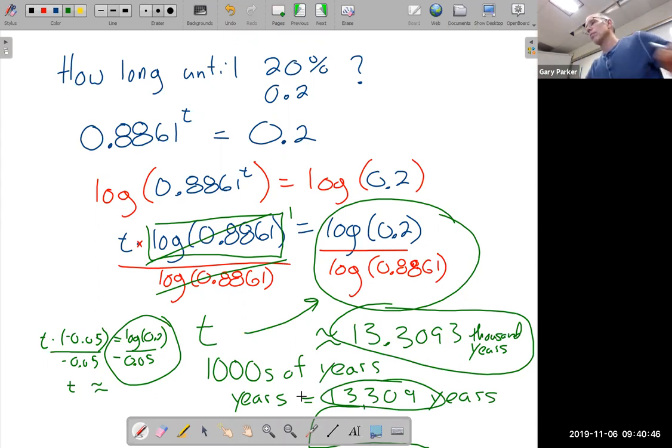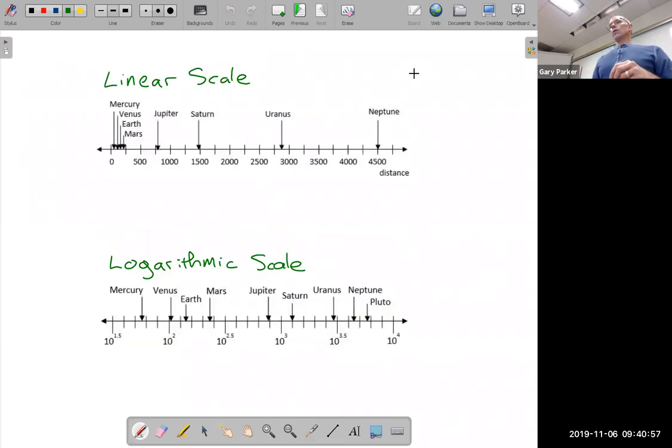All right, so that's carbon dating. Sometimes, again, we have to deal with big numbers, and logarithms can help. Here's another example. When we're looking at big distances, it's pretty far from Earth to Mars, for example, even though on this scale up here, it looks like they're right next to each other, but that's just in comparison to Neptune being so far away. It's hard to see the vastness of Earth versus Mars. Even the moon is pretty darn far away.